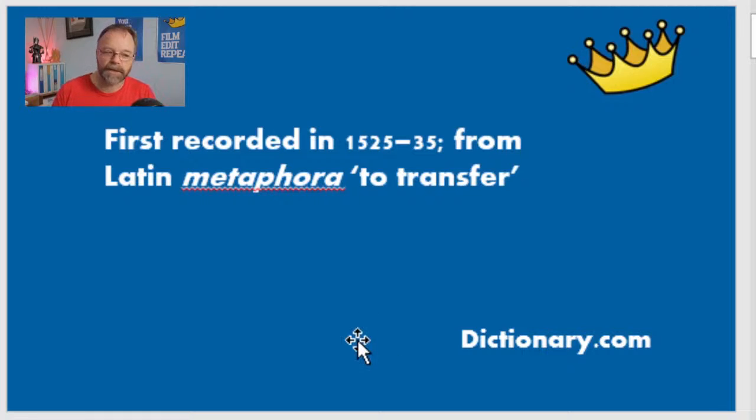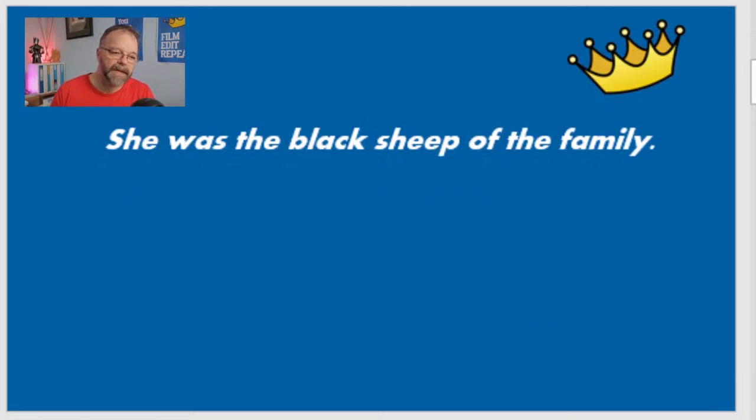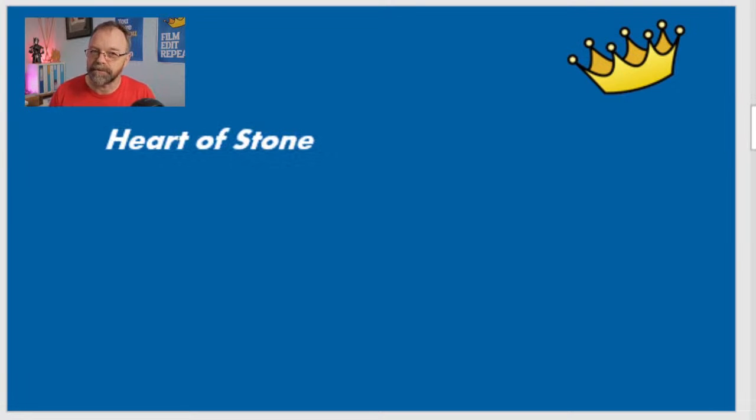So let's have a look at some modern examples, some examples that we are probably familiar with in the modern vernacular. "She was the black sheep of the family." So comparing one person's life to that of a black sheep amongst white sheep. So it's a pretty common term we're very familiar with. "A heart of stone," common term. So these are all metaphors.